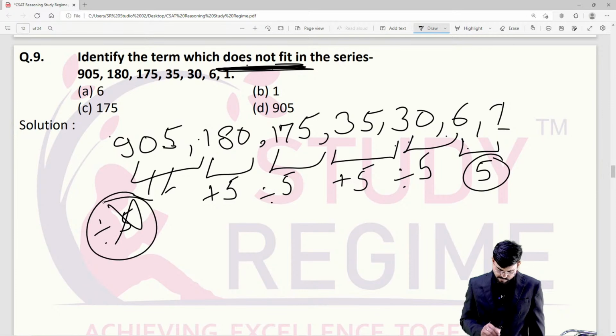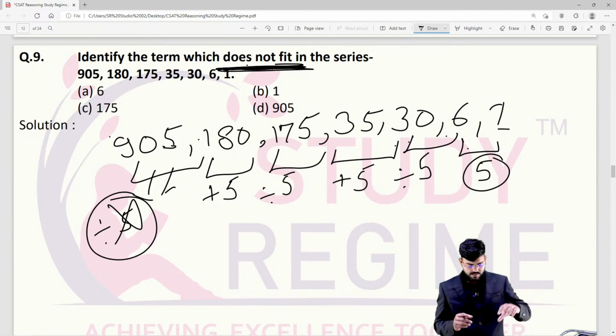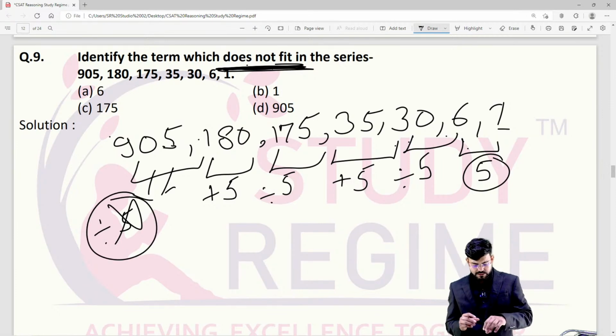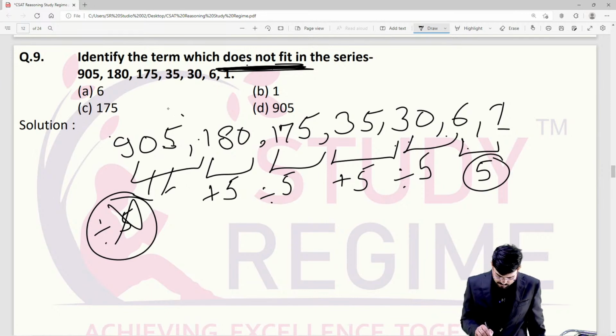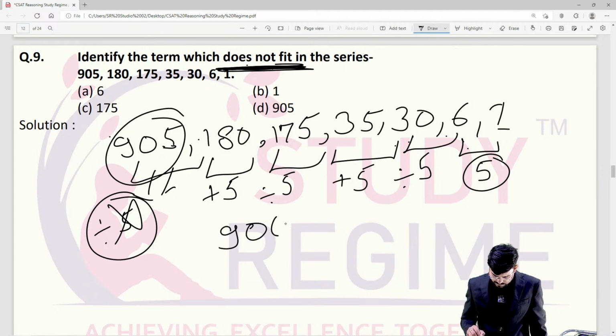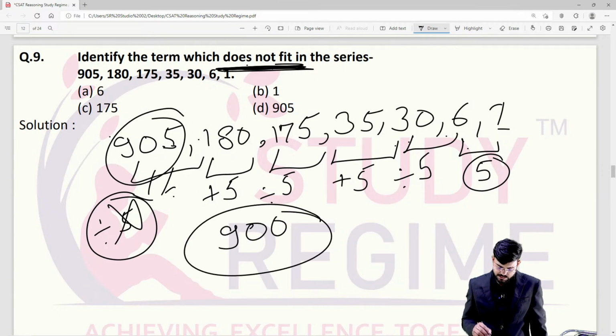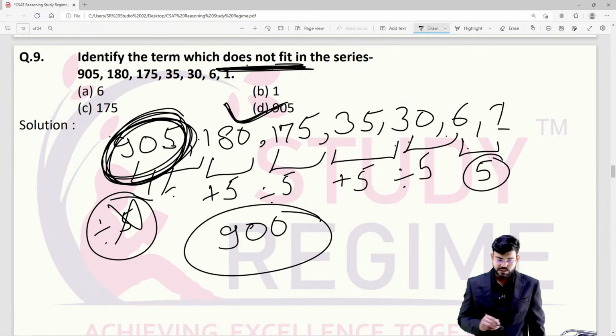No. See the pattern. The number is divided by the next number, you will get 5, and then the same number 5 is subtracted. Again you divide it, you will get 5, you subtract it. Divide, get 5, subtract, divide, subtract. But instead of 905, what should it be? It has to be 900. Then the series will be okay. So, the number which does not fit here is 905. Your option will be D.